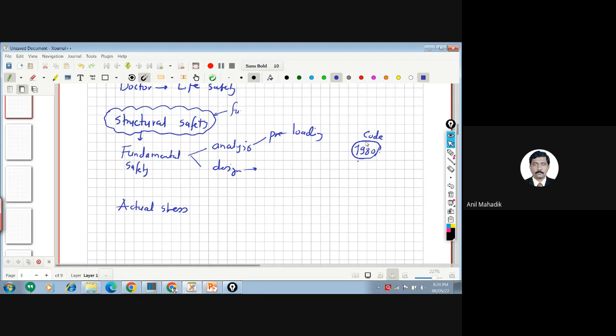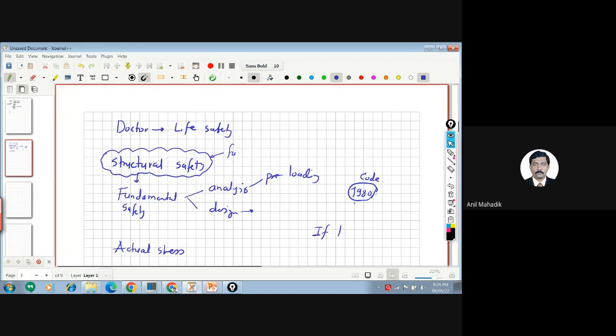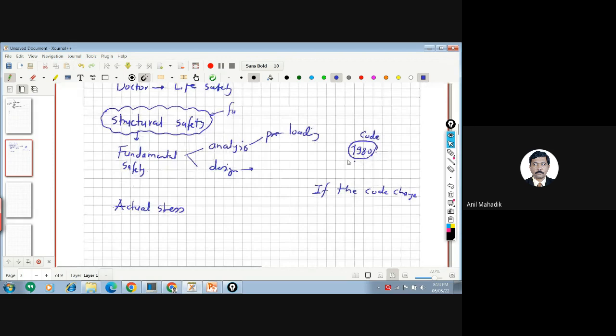Does it mean that if the code changes, the buildings designed by old codes will fall down? Is it so? No, sir. Yeah, it will definitely not fall down, because whatever the code, in any area or time, a hundred years back or today, any code is taking care of the fundamental aspects of structural engineering. They are not violating anything.